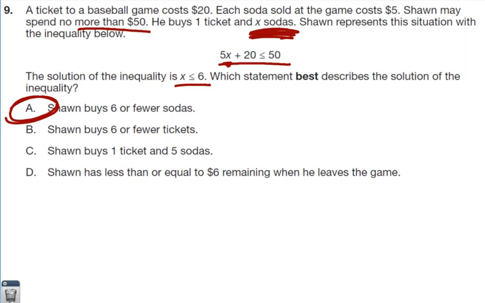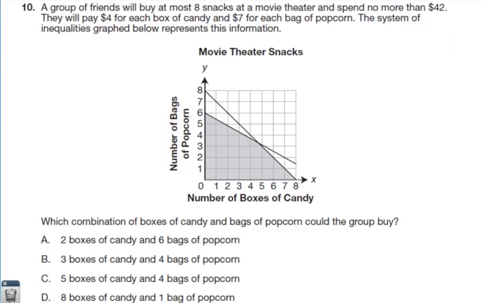One more. Ooh, this looks like a good one. A group of friends will buy at most 8 snacks and spend no more than $42. They will pay $4 for each box of candy and $7 for... Okay, the system of inequalities. All right.